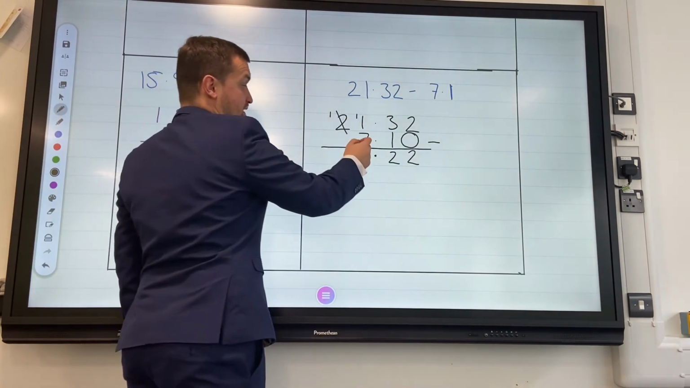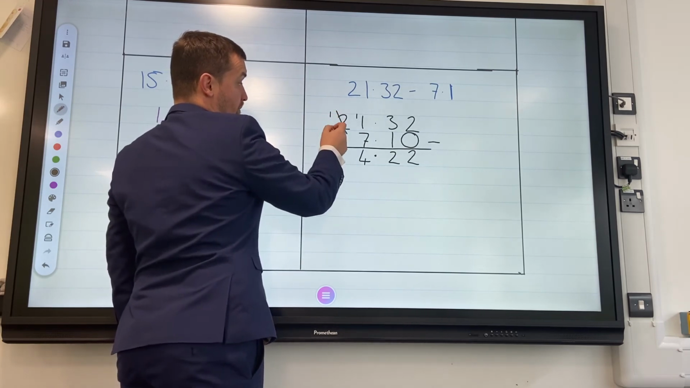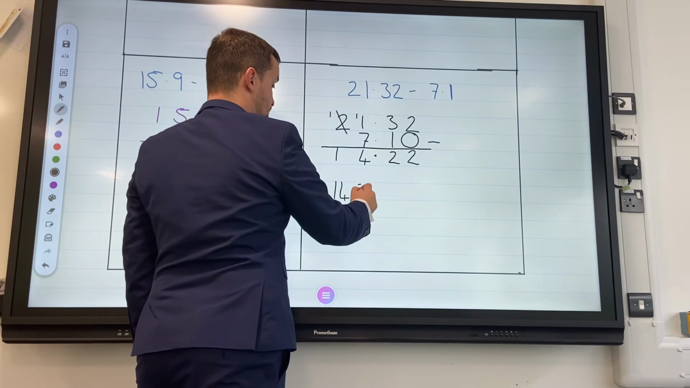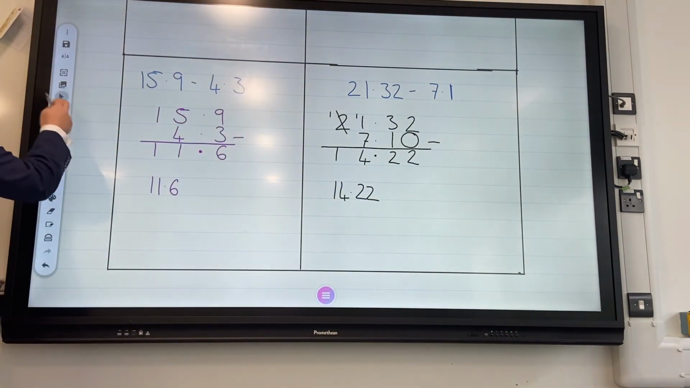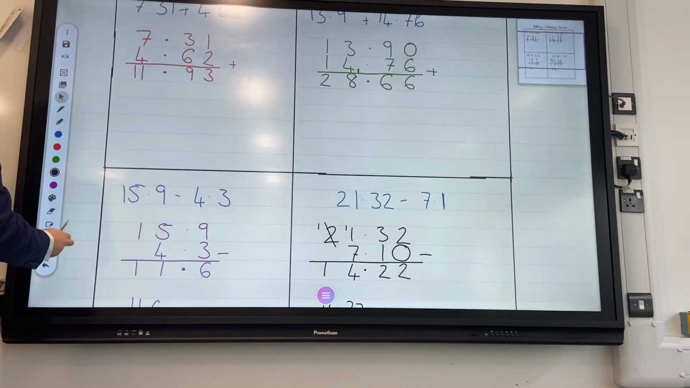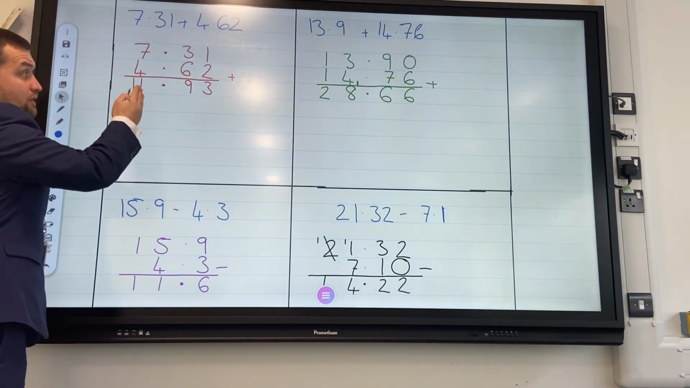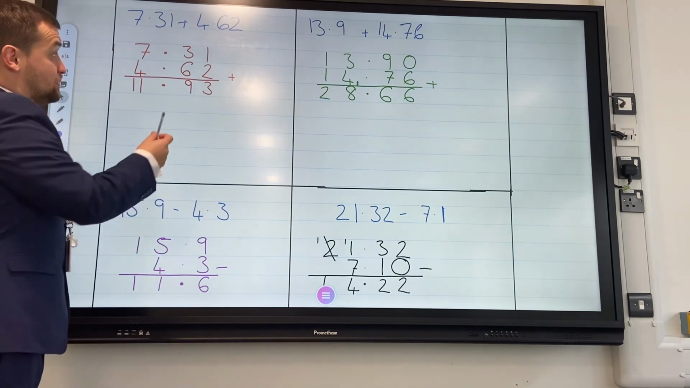So 11 minus 7 is 4. And 1 minus 0 is 1. So our answer is 14.22. Okay, so key bits to remember. Make sure all your columns line up. Okay, make sure you don't forget your decimal point in your answer if you need it. Okay, that's a basic-ish question.